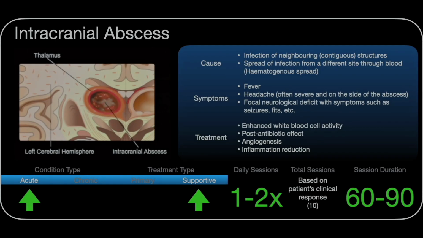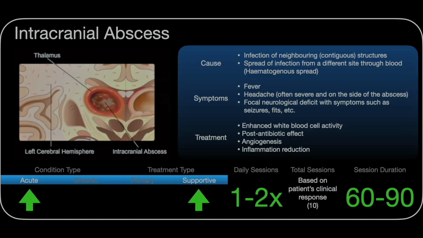An intracranial abscess or abscesses would be considered an acute condition. The use of hyperbaric oxygen therapy within the context of this condition would be considered supportive in addition to antibiotics and/or surgery. Patients would be exposed to 1 to 2 sessions per day, and the total number of sessions would be based on the patient's clinical response.